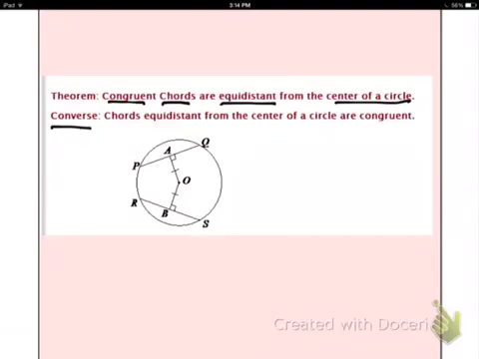We also have the converse, which just reverses that statement. Chords equidistant from the center of a circle are congruent. So if we know that they're the same distance from the center, then they are congruent. So we're going to be applying that theorem to these problems.